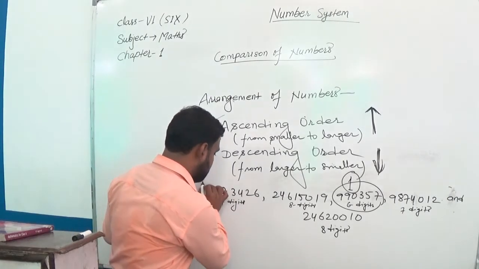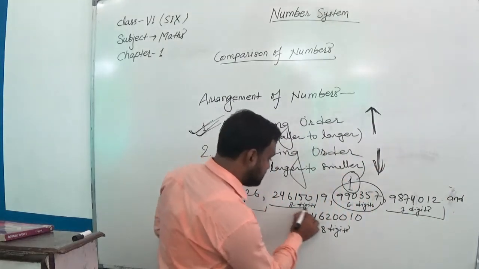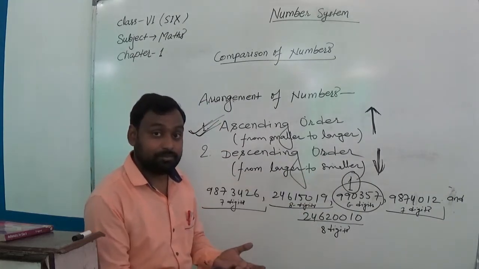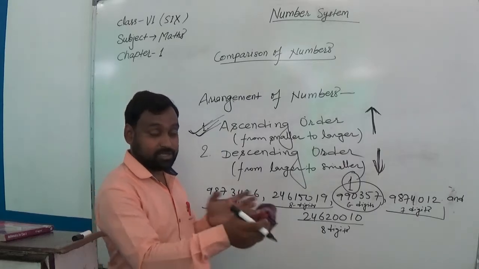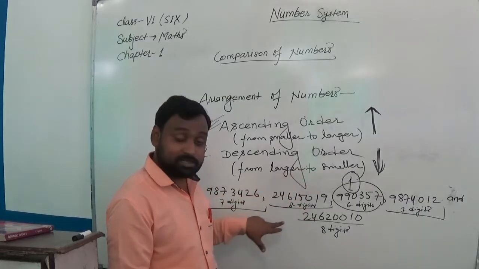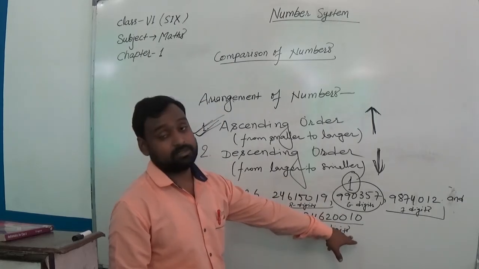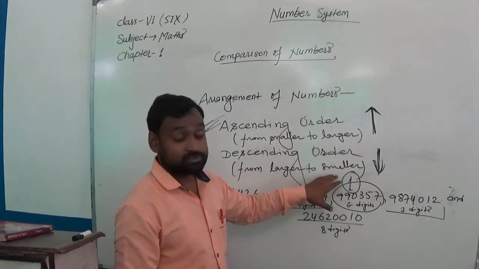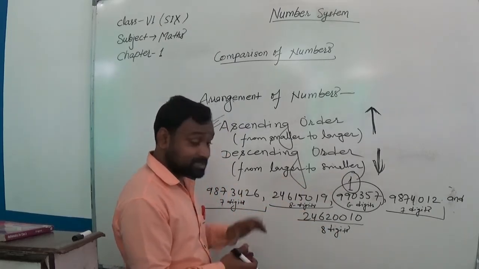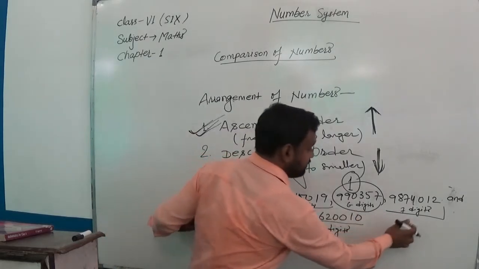Okay. Now we have two 7 digit numbers and two 8 digit numbers. After the 6 digit number, what will come? A 7 digit number will come, because the 7 digit number is greater than the 6 digit number, and the 8 digit number is greater than the 7 digit number. That's why at the second position will come a 7 digit number. So first we compare these 7 digit numbers.